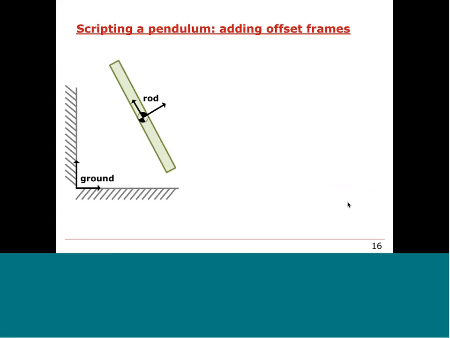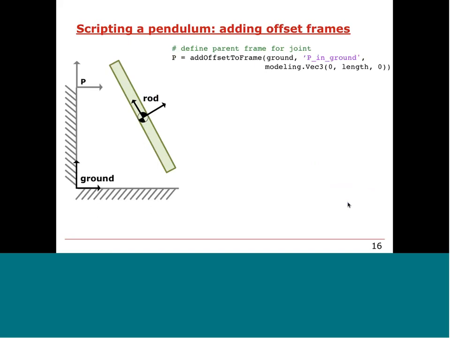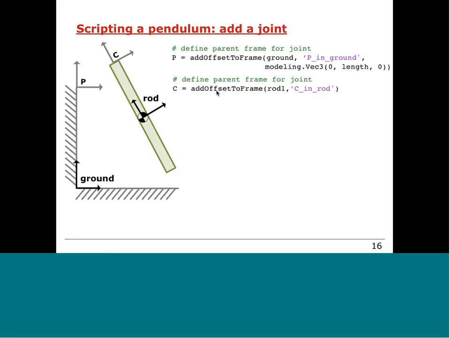So we have to first define how we want to add the rod to ground. And the first thing we need to do is define some of the frames that we want to connect to, as I described before. So we're going to add an offset frame. We're going to call that the parent in ground, P. And we're going to put it the length of the rod above ground. And we're going to create a child frame, and we're going to connect it to the rod, and then it's going to pivot about where that location in the rod is. So C is for the child frame in the rod.